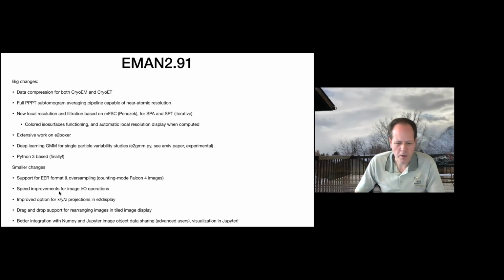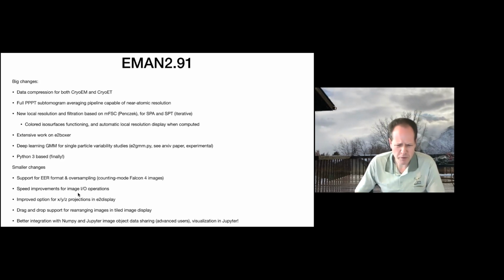And then there are a bunch of smaller changes, and I'm going to get back to some of these later. We support the EER format if you're using a Falcon 4 camera, which supports very nice compressed images with effectively 400 frame per second frame rates that you can actually get access to. It's kind of useless at that high a level, but it produces these very nice heavily compressed frames, and you can use those natively now.